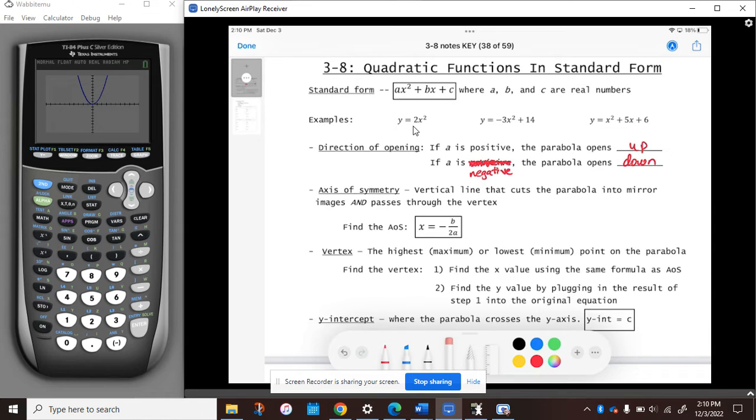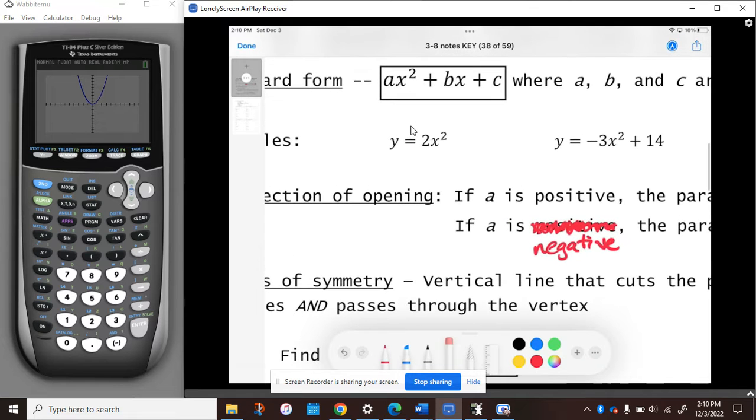Okay, so if you've got y equals 2x squared in these examples right here, you would say that a, this coefficient attached to x squared, is 2. Now, you would also say, looking at this one, that b and c are equal to 0. Okay, because this one right here, you don't have any x term and you don't have any constant number added at the end. So it's just 0. All right, a is 2, but b and c are both 0.